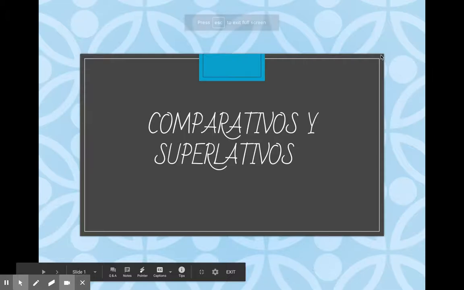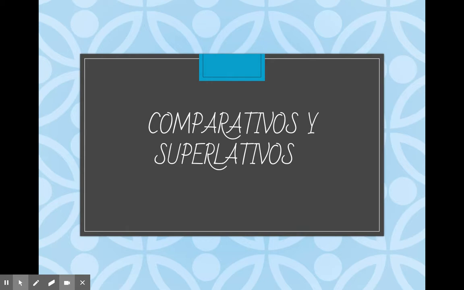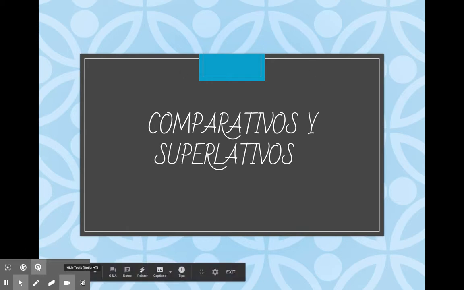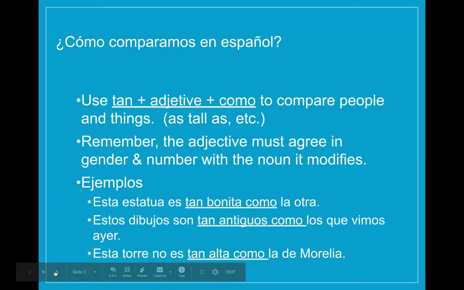All right, so today we're going to learn about comparatives and superlatives. So comparativos y superlativos. So basically ways in which we can compare two things that are the same or things that are different. So anything that is on a blue screen, you're going to copy down on your paper.